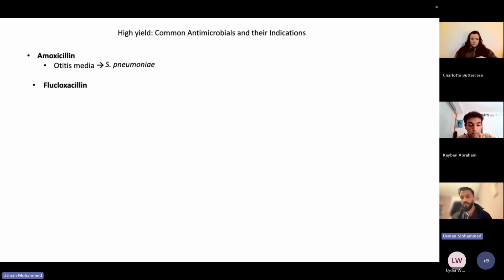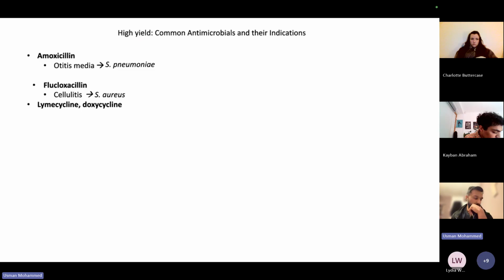Flucloxacillin. Think dermatology. Cellulitis and skin infections. Perfect. Excellent. And most likely causative organism? Staph aureus. Excellent.